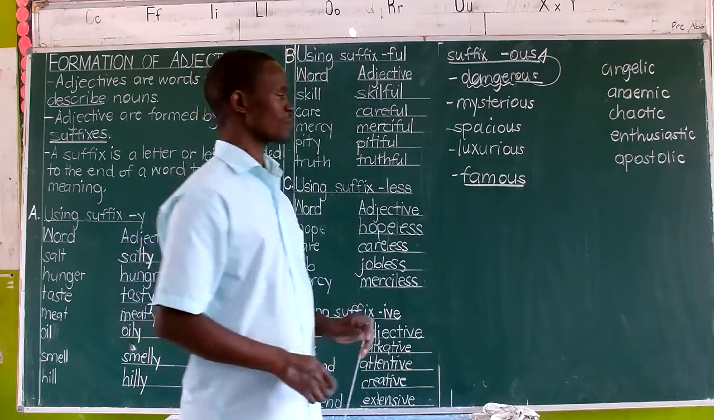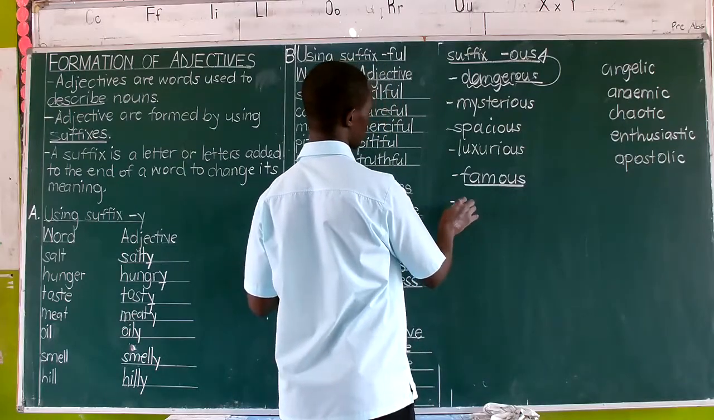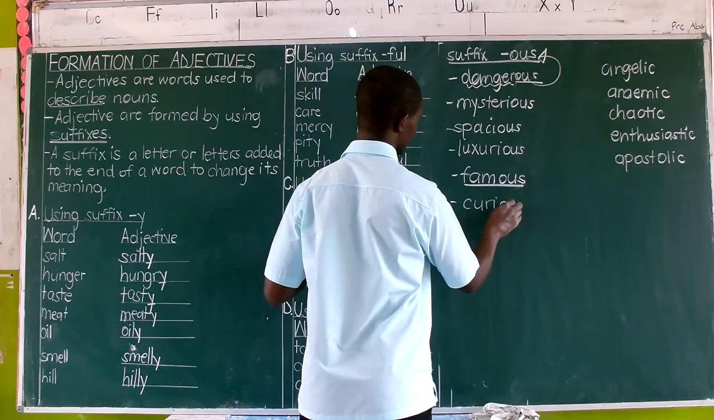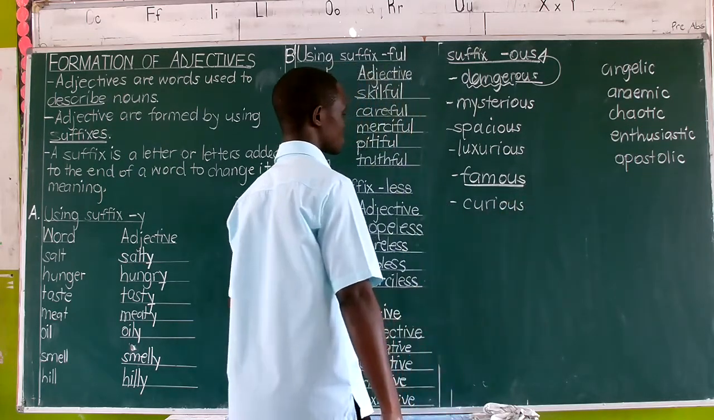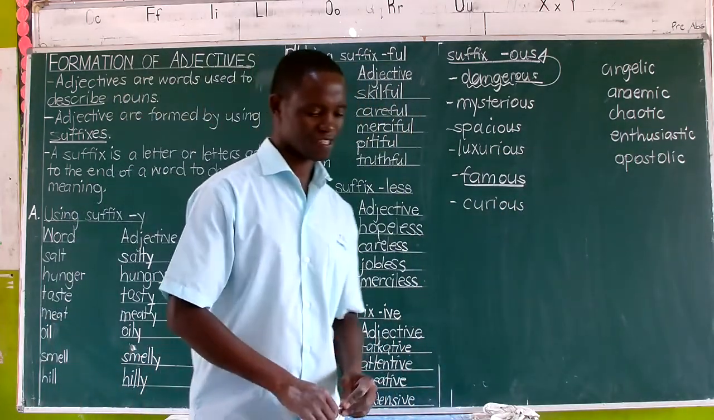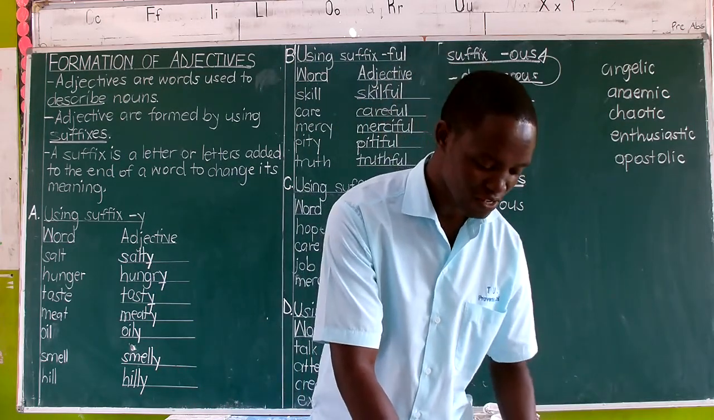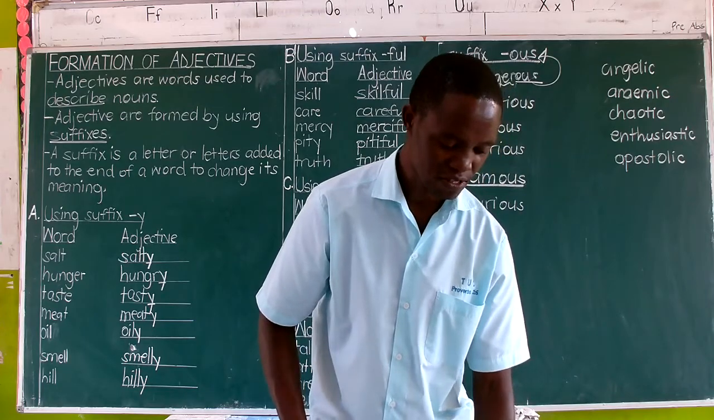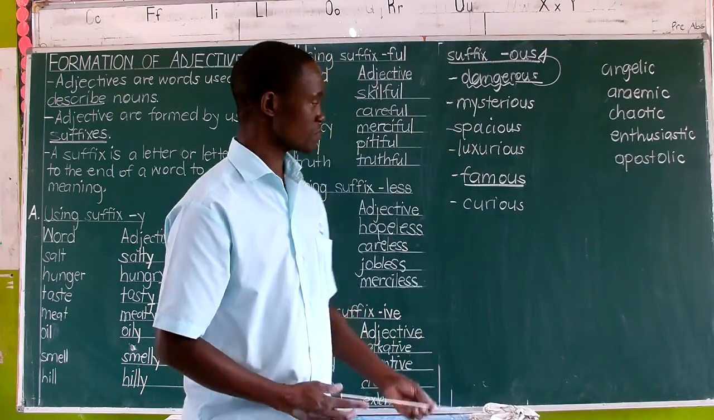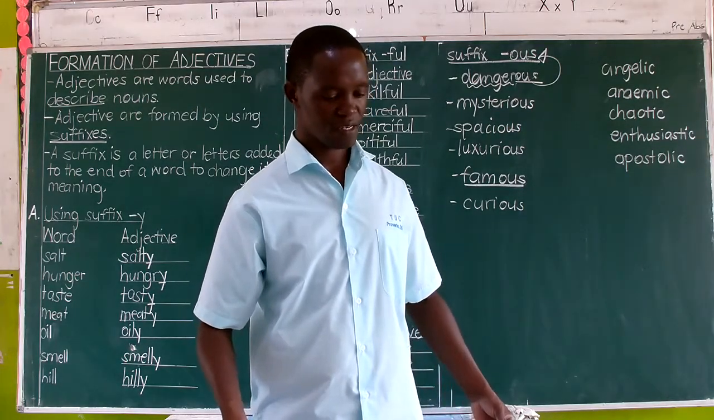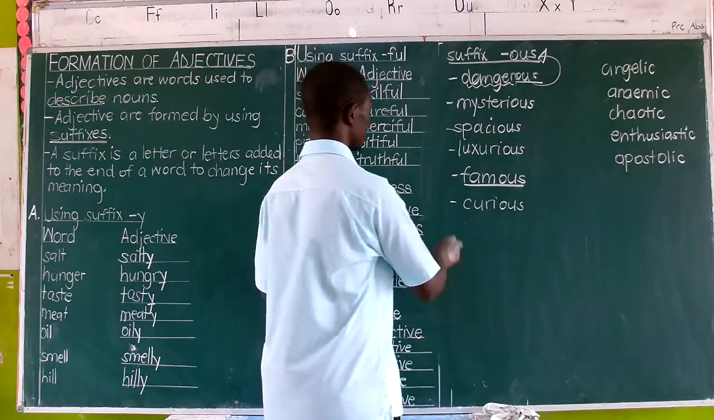Curiosity. From curiosity we form our adjective as curious. Curiosity killed the cat. That's a proverb in one of the books you have to read, The Student's Companion. Okay, the adjective from curiosity is curious. Next is generosity. If you have generosity, then you are generous.